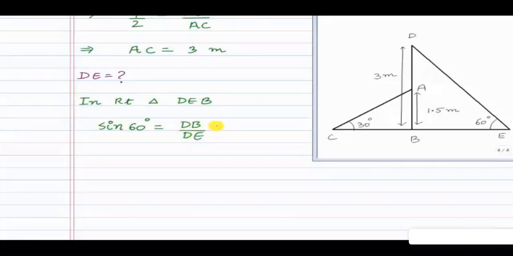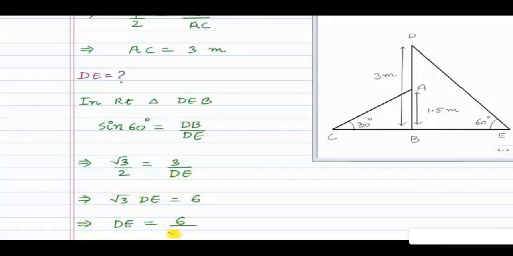Putting the values here, we know that sine 60 degrees is equal to root 3 by 2. So this will be equal to, in place of DB, we can write 3 divided by DE. Now on cross multiplication, we will have root 3 into DE is equal to 6. So DE will be equal to 6 by root 3 meters.